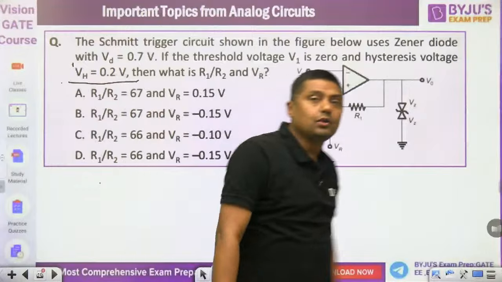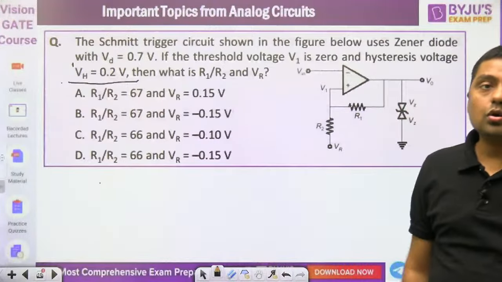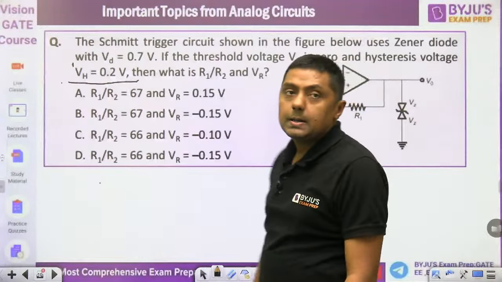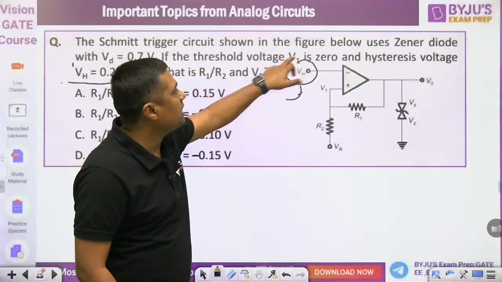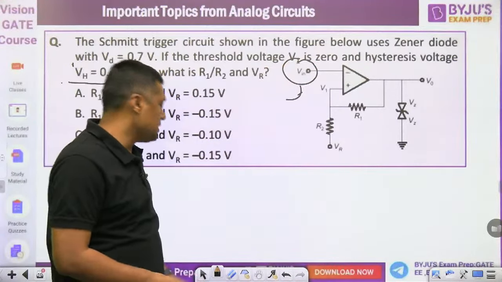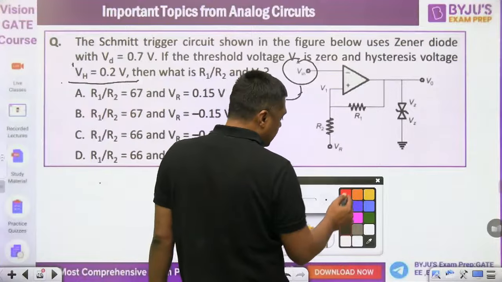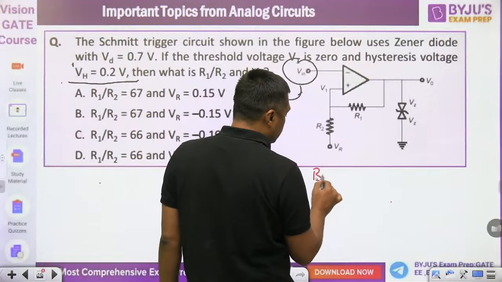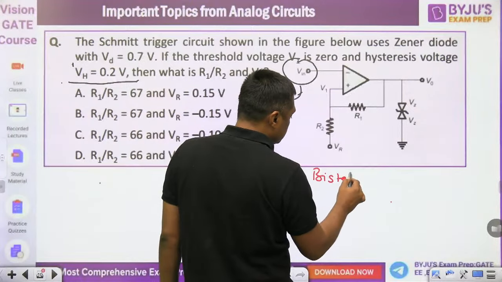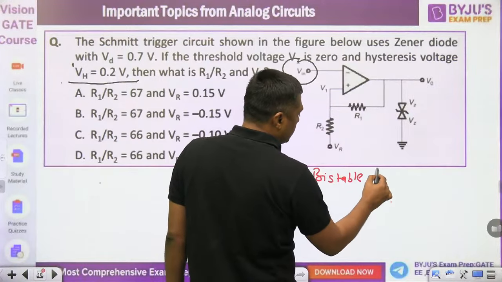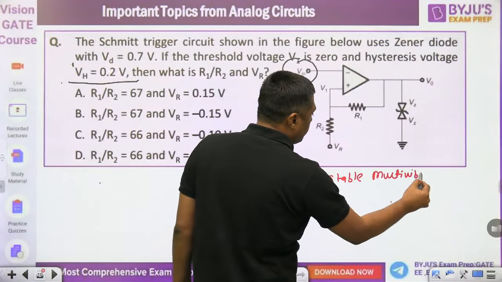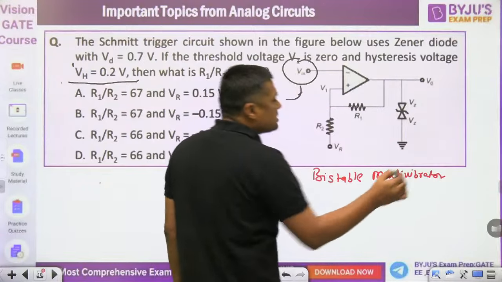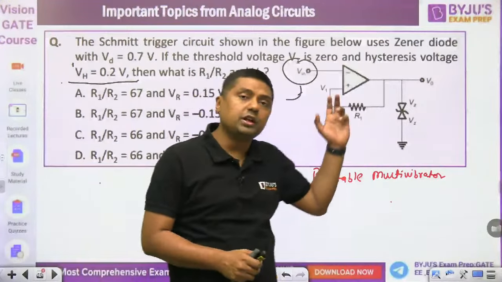What is the value then? No, Chinmay, when we are giving the input here, it is not in unstable mode. It is a bistable multivibrator. The symmetry trigger circuit is a bistable multivibrator, or practical comparator. An unstable multivibrator is what? A free running multivibrator.